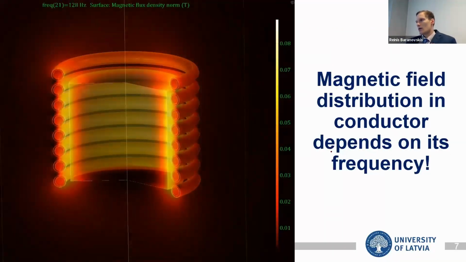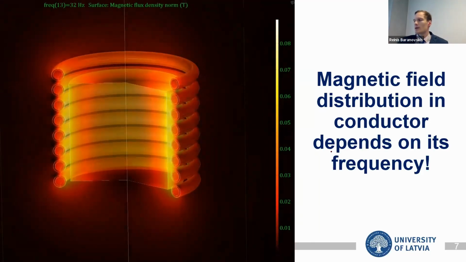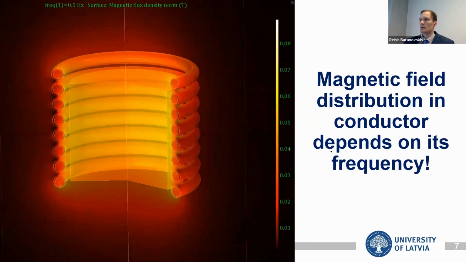Here is an animation of the magnetic field distribution in a conductor. It's an aluminum conductor put in an electromagnetic coil, with the color representing the magnetic field strength intensity. And what changes in this video is the frequency, and when frequency changes, the field distribution also changes.